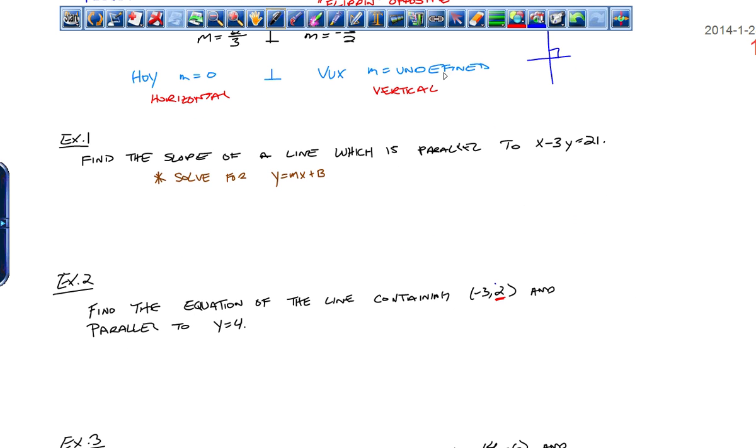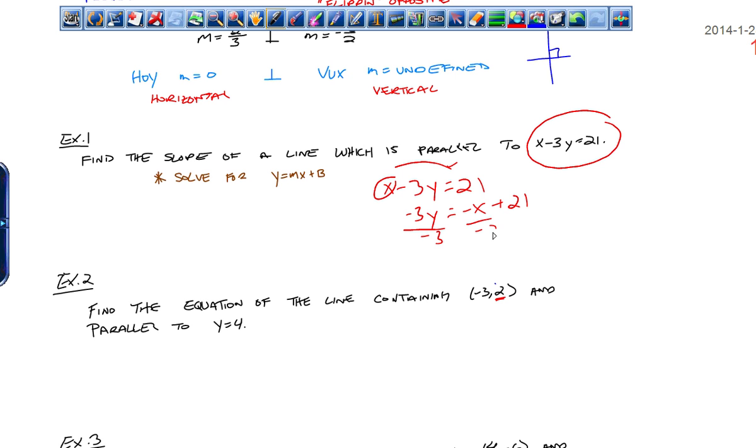The first one, we want to solve this for y, for slope-intercept form, there we go. So move x over here, so I get -3y equals -x plus 21. Divide every piece by -3. So y is equal to 1/3 x minus 7. So that's my slope. So m equals 1/3.